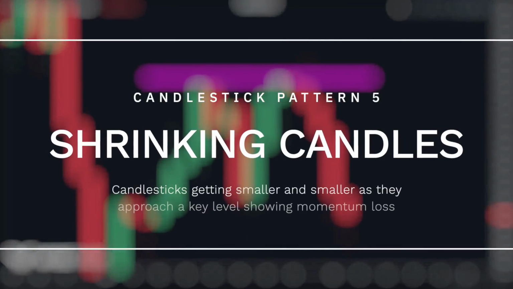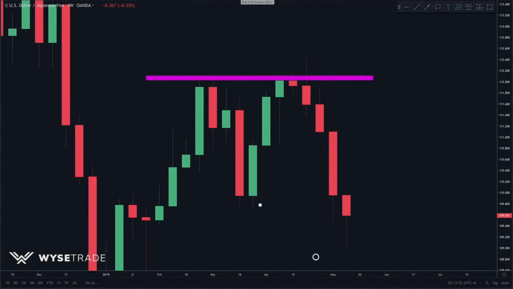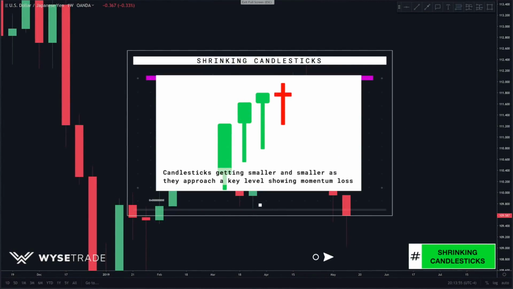Now, moving on. So the fifth candlestick pattern we look for is shrinking candles. And as you should already know, we did a whole video on this topic, but let's quickly recap. What we like to see is shrinking candles as price approaches a key level to show momentum loss.